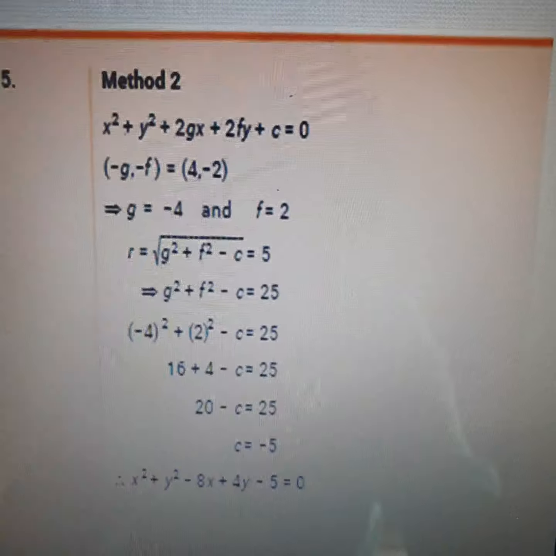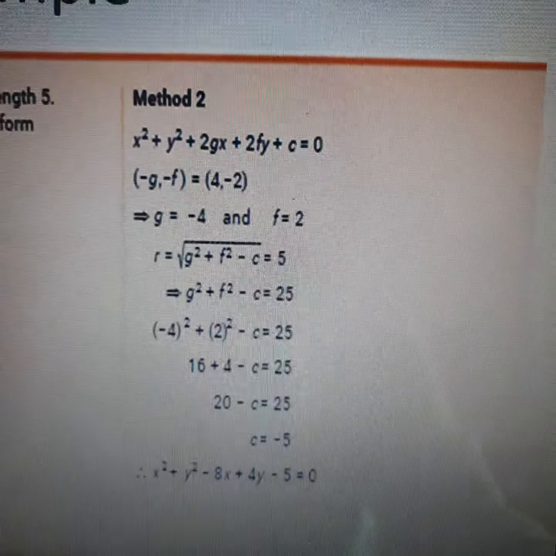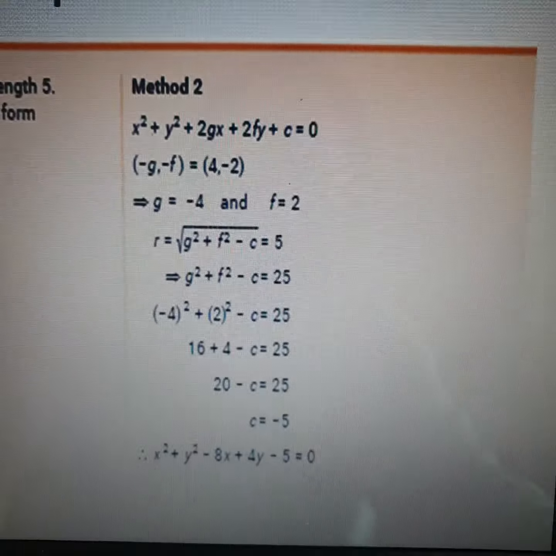The second method then is, let's take it as you're writing down the formula that we have, the second degree equation formula, which is x squared plus y squared plus 2gx plus 2fy plus c is equal to 0. As I said, the centre in this format is minus g, minus f. So minus g, minus f is 4, minus 2. Therefore, isn't g equal to minus 4 and isn't f equal to 2? Then we could put it into the formula to work out the radius. So you're putting it in the radius form, the square root of g squared plus f squared minus c is equal to 5, okay?